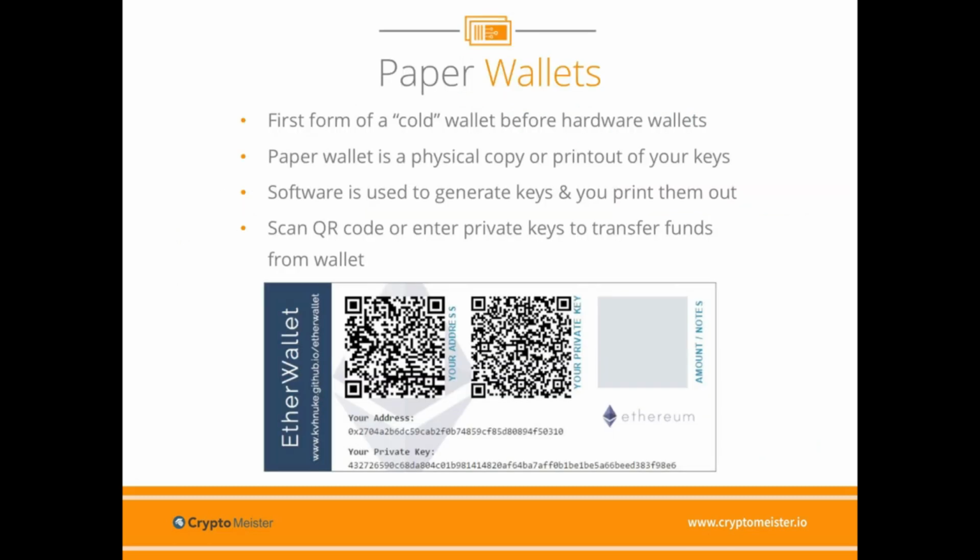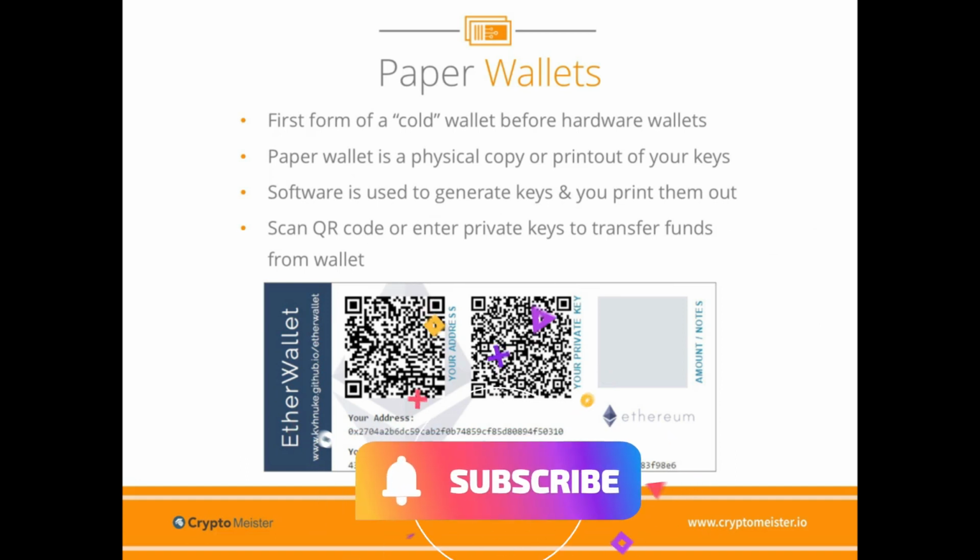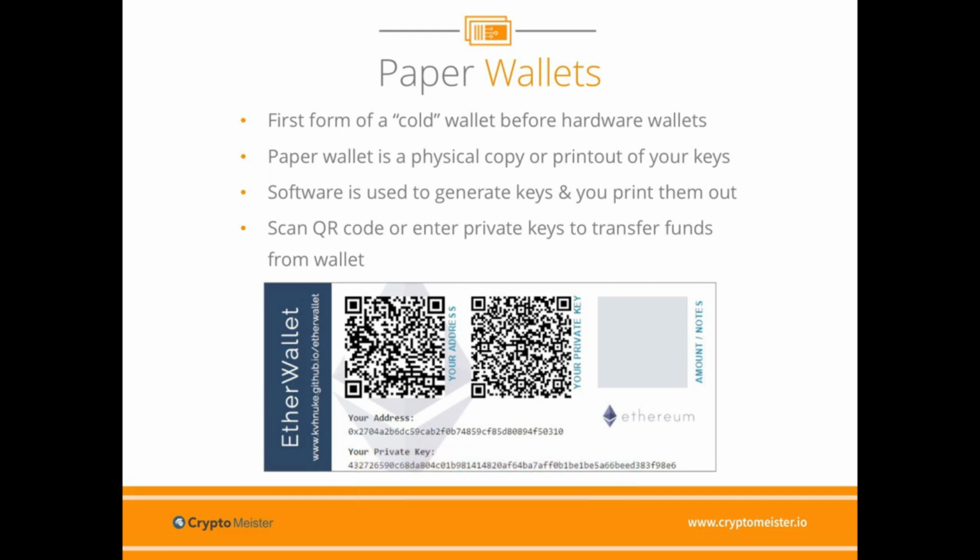The most basic form of cold storage is the paper wallet. It was also the standard form of cold storage before the hardware wallet. They are easy to use and are the most hacker-proof of all currency wallets because your coin data isn't stored on any device. A paper wallet simply refers to literally a physical copy or printout of your public and private keys. This usually involves using paper wallet software to generate the keys and then a printer.